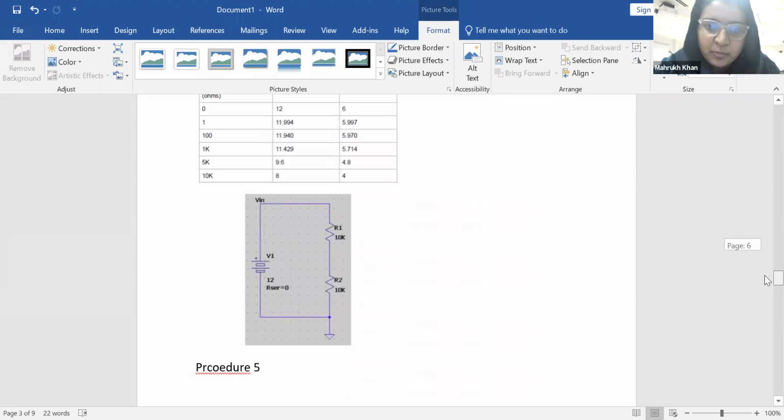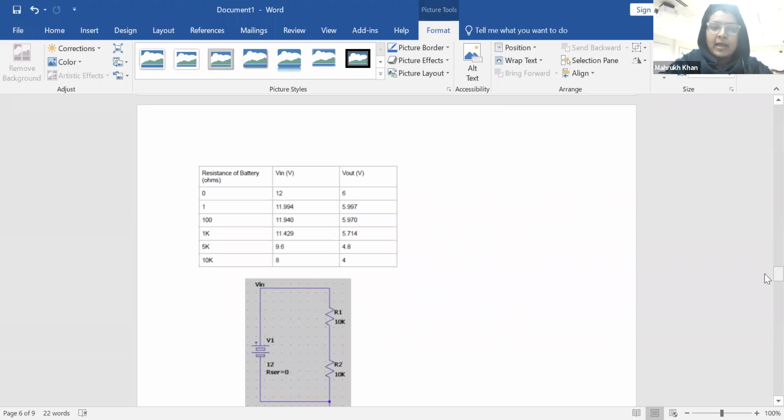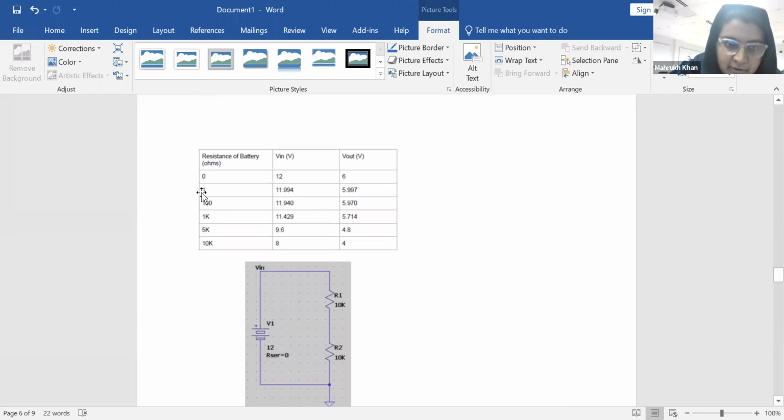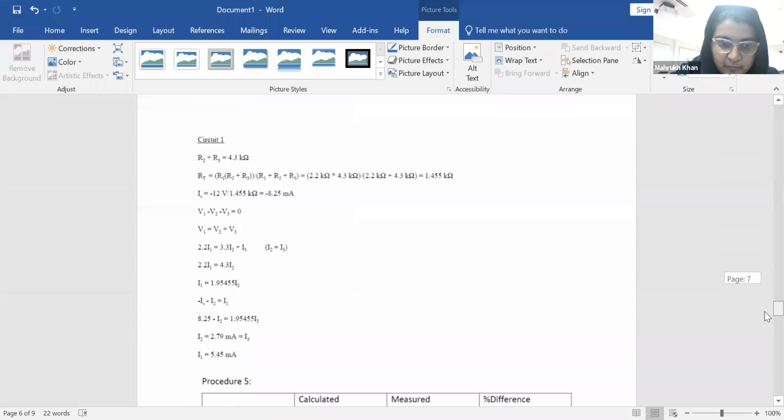Now, most of you have done this, right? It's okay that you have shown that if I increase the series resistance, which is of course a hypothetical case, because the series internal resistance of a battery will not be this much, but we just wanted to see how much it will affect your V out.